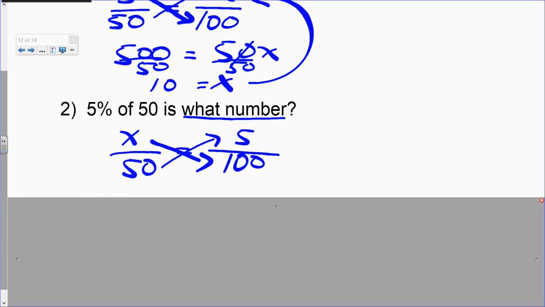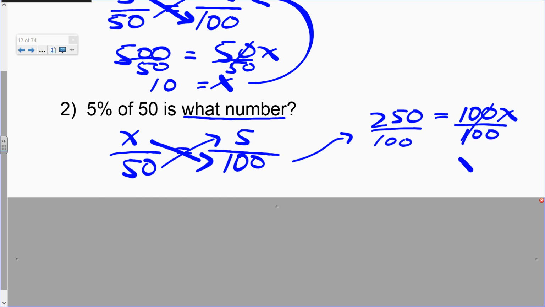50 times 5 is 250. I'll put it over here. So 250 equals 100x. Divide by 100? Yeah, 2.5. So x equals 250 divided by 100. You can use a calculator, and it'll give you 2.5.